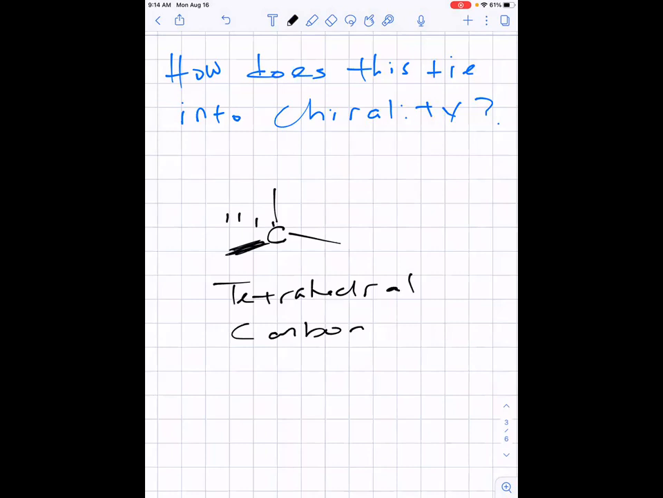And you already know the bond order. It's got 4 groups around it because it can't have more than 4 groups. And it has a bond angle of 109.5, right? Now, if I would have just put hydrogens around this, that's not chiral, right?